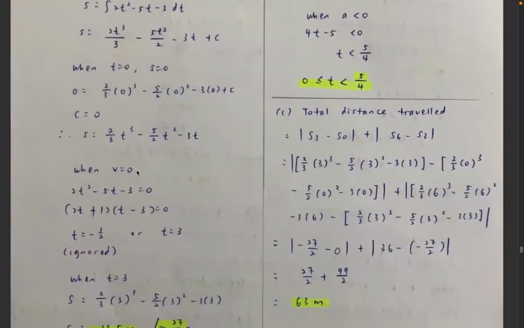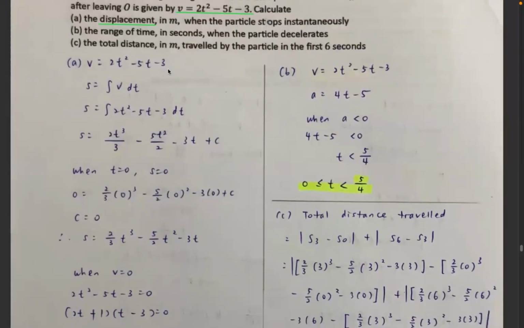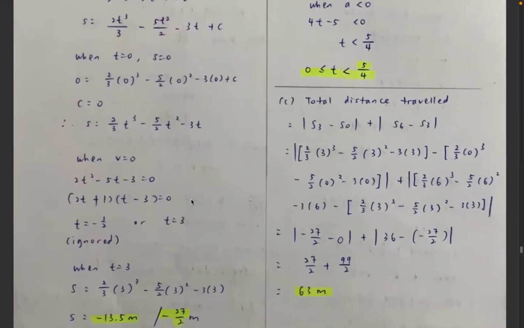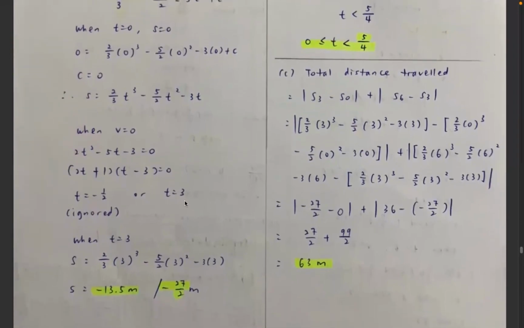So let's check. v equals 0. The velocity function is given: 2t squared minus 5t minus 3. We let it be 0. After factorization, we have t equals 3. So now let's substitute t equals 3 into the displacement function. Then we have s equals negative 13.5 meters, or negative 27/2 meters. Don't worry, s can be negative because displacement is a vector quantity. So this is the answer.